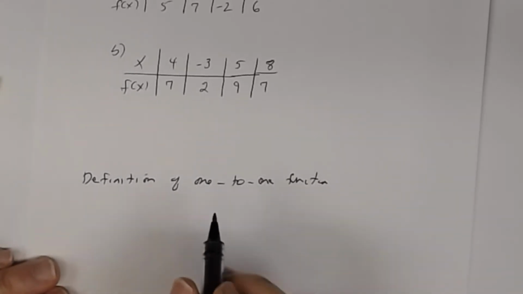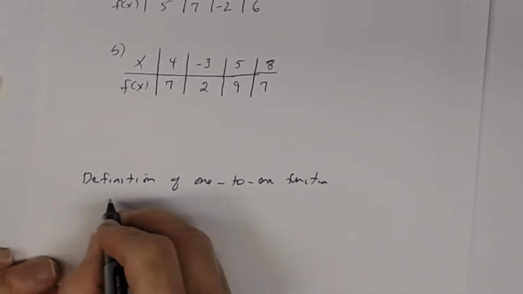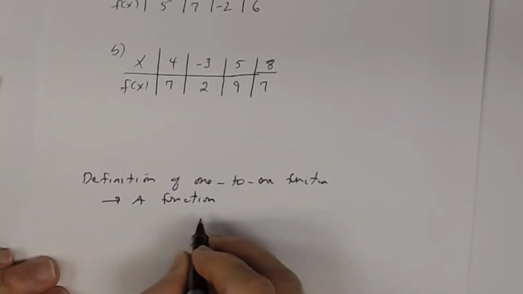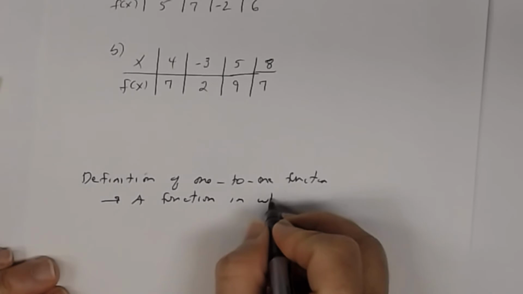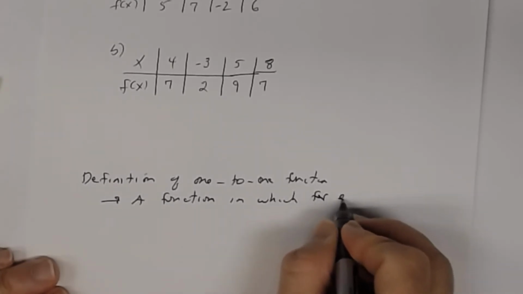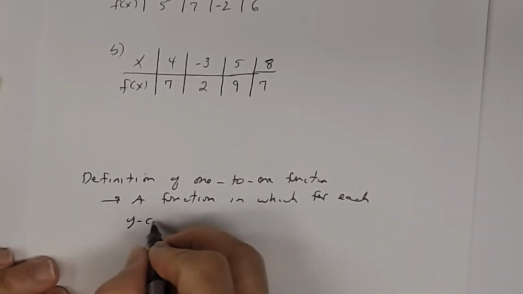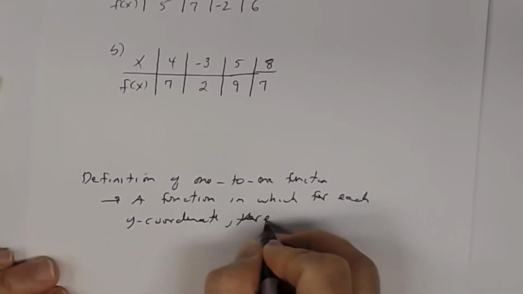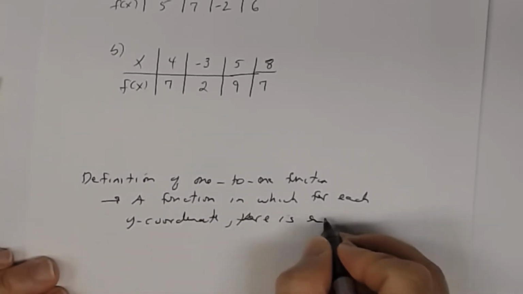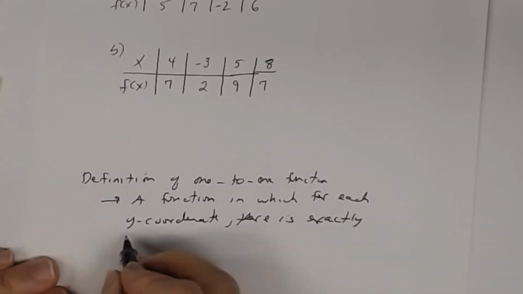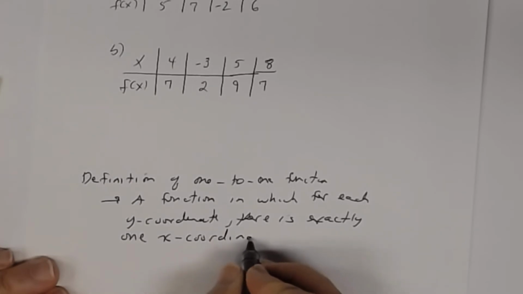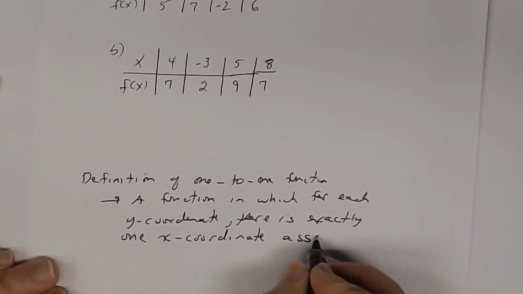is, first of all, it must be a function. So it has to be a function, right? So a function in which for each y coordinate there is exactly one x coordinate associated with it.